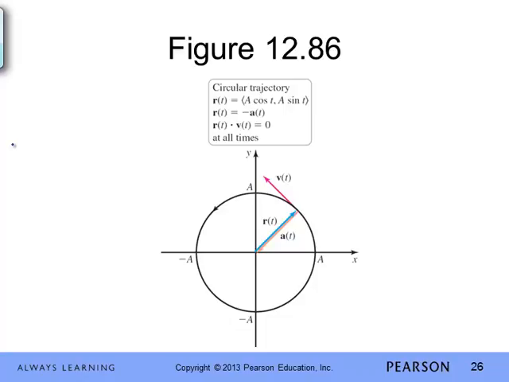And of course that means that the velocity dotted with the position function is equal to 0. So when you have circular motion, the magnitude of r is a constant, which is the same thing as saying that the velocity and the position functions are orthogonal to each other. Not just for a single or a couple of values for t, but for all values of t.